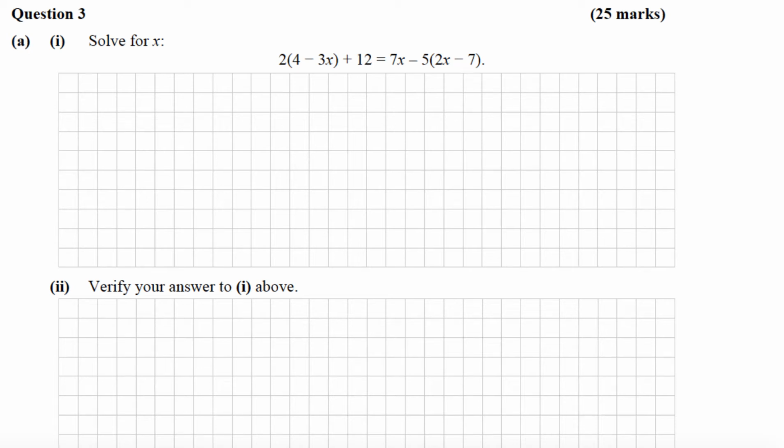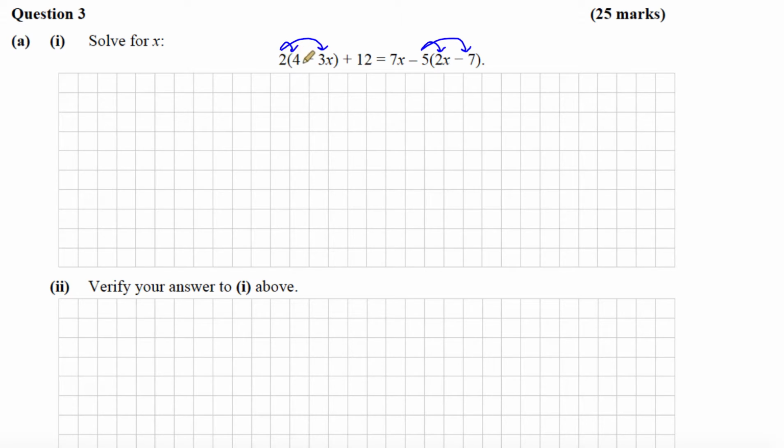So this is the 2014 Leaving Cert Ordinary Level Paper 1, and we're looking at question number 3. Solve for x: 2(4 minus 3x) plus 12 is equal to 7x minus 5(2x minus 7). So we have to solve this equation. We're going to multiply out the brackets first on both sides. So this minus 5 on the right gets multiplied by this bracket.